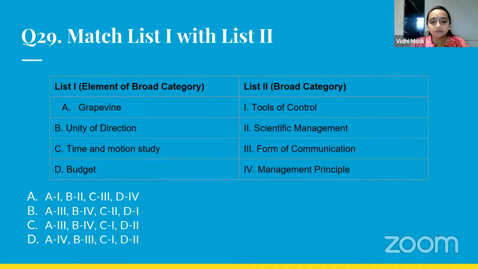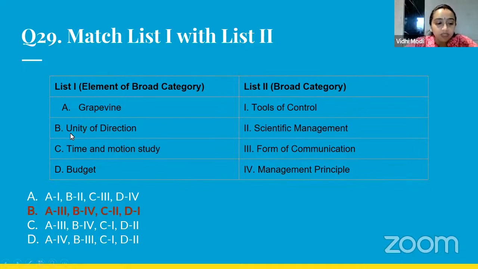Unity of direction talks about the management principle. Time and motion study, we know it is scientific management. And budget is a tool of control. Only when you have the budget sheet, etc., there will be controlling. It's one of the controlling techniques, one of the tools of controlling, right? So A3, B4, C2, and D1. We have the right answer as option B.